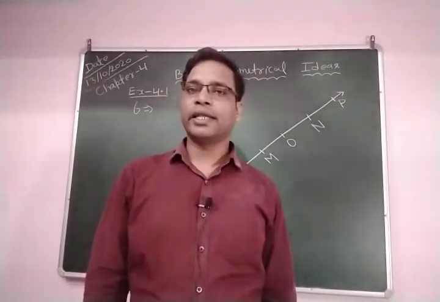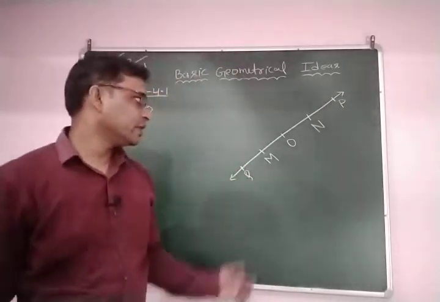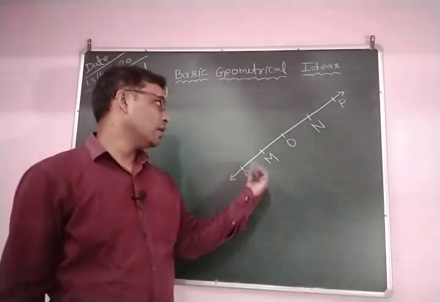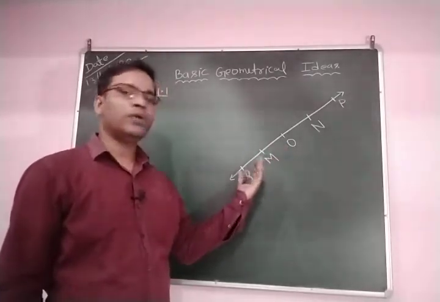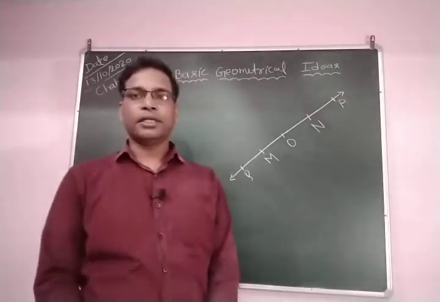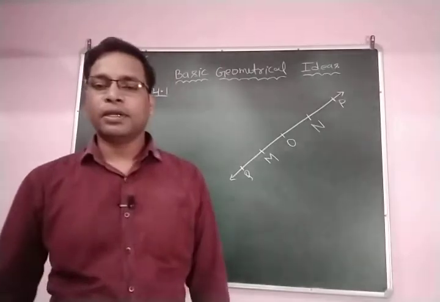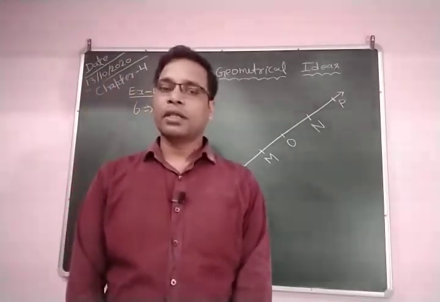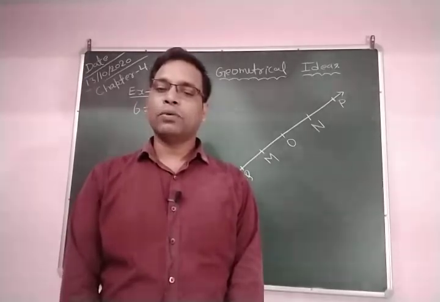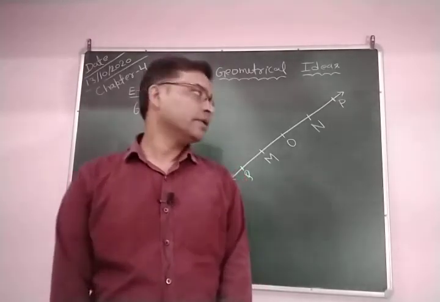So part A of question number 6. You can see this figure. This is a line given. All these points P, N, O, M, Q lie on this line, and some questions arise on the basis of this figure. The first question is: Q, M, O, N, P are the points on the line MN.